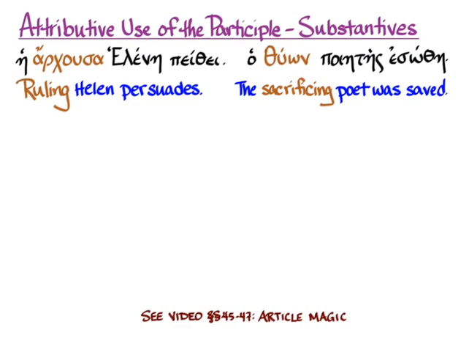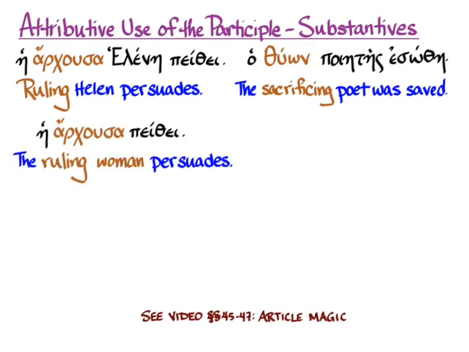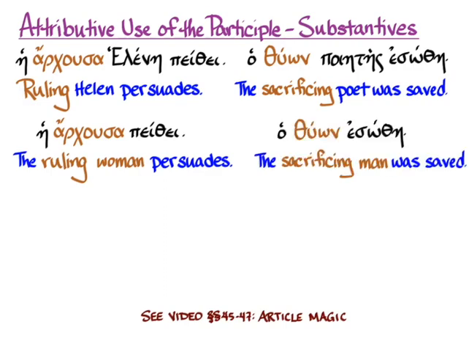But you can still have a person persuading and a person being saved without specific nouns, with just the article and a participle. So he archousa peithei, with an article and its magic to turn anything into a person or a thing. Here we have a feminine nominative singular article and a feminine nominative singular participle to go with it. And what that means is the ruling woman persuades. And by the same token, ho thuon is the sacrificing man. So ho thuon esothe, the sacrificing man was saved.